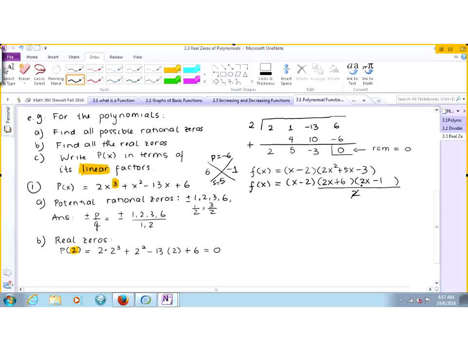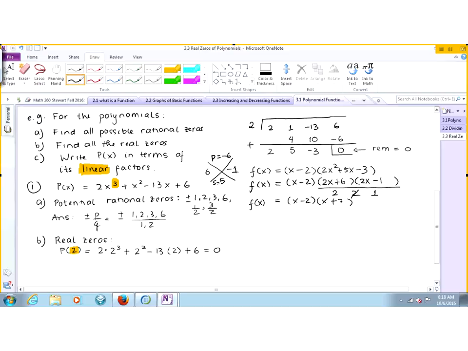Now, what am I going to do with my 2? You split it up into what? 2 times 1. Okay. All right. So f of x is x minus 2. What about these? 2x plus 6 divided by 2.